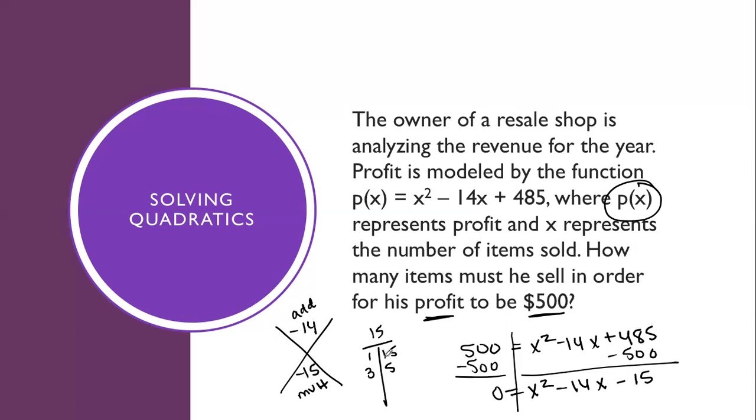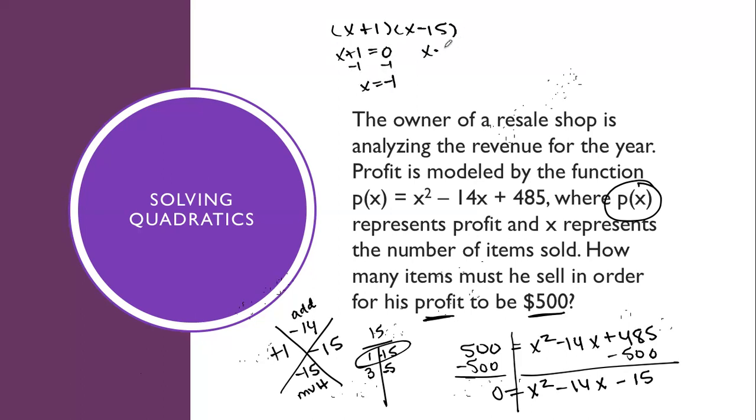So we know it has to be some combination of 1 and 15. Well, if it's adding to get me negative, I know the bigger number is negative, so positive 1 and negative 15. Those are my factors, X plus 1, X minus 15. How do I find my zeros from my factors? Perfect. Set them equal to 0 and solve. So X plus 1 equals 0, minus 1, X equals negative 1. X minus 15 equals 0, plus 15, X equals 15. So what do you think my answer is?